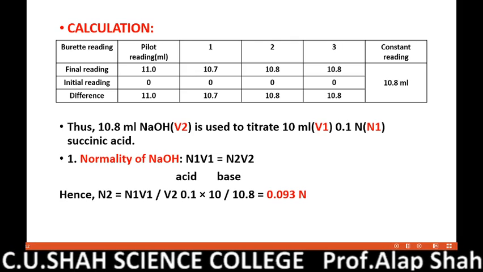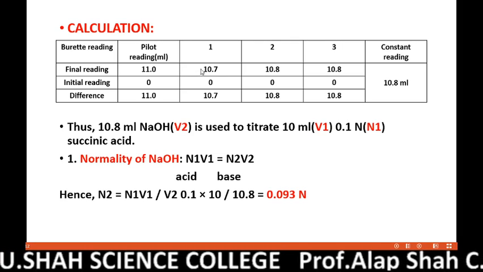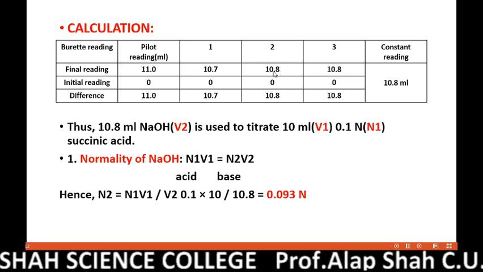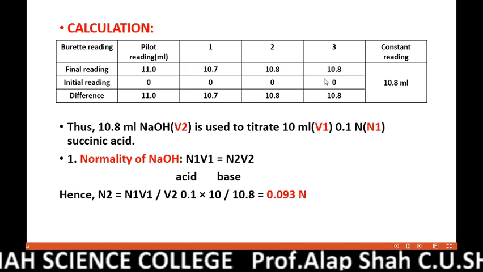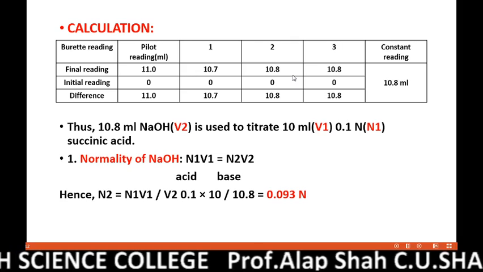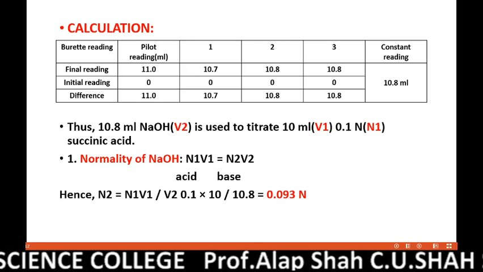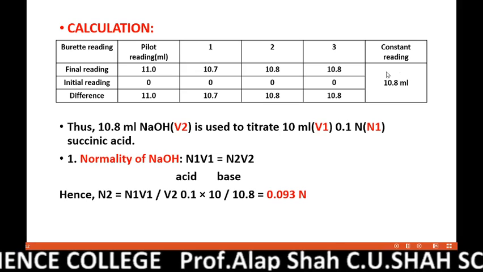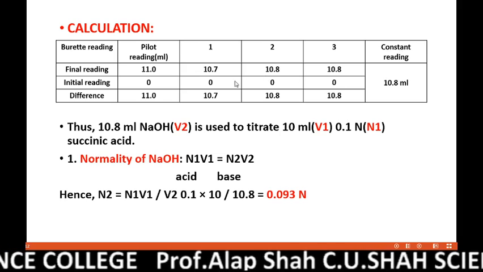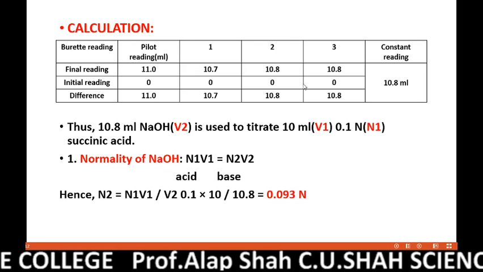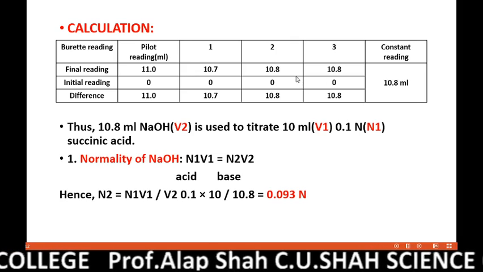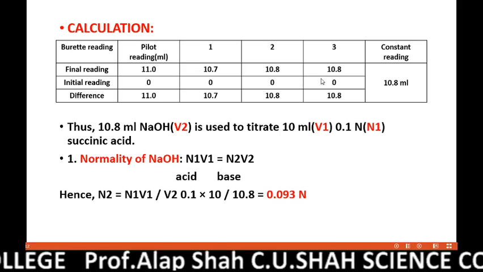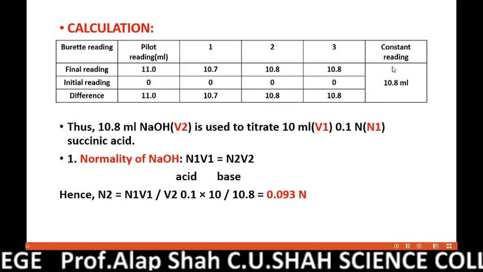Suppose our first reading is 10.7, so the pilot reading is 11. Second and third readings are 10.8. To write the constant reading, students should not take the average of these 3 readings. Instead, we can see that the second and third readings are the same, so we should take that reading as a constant.